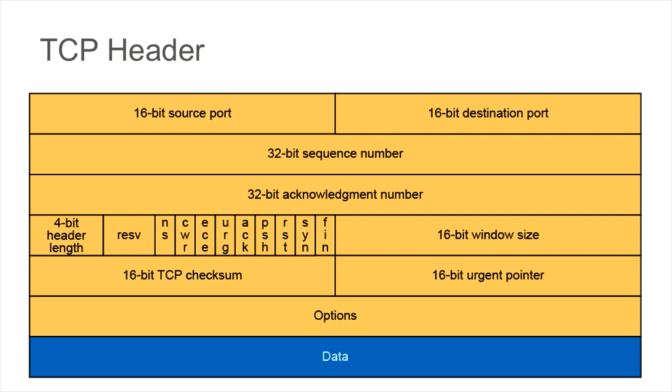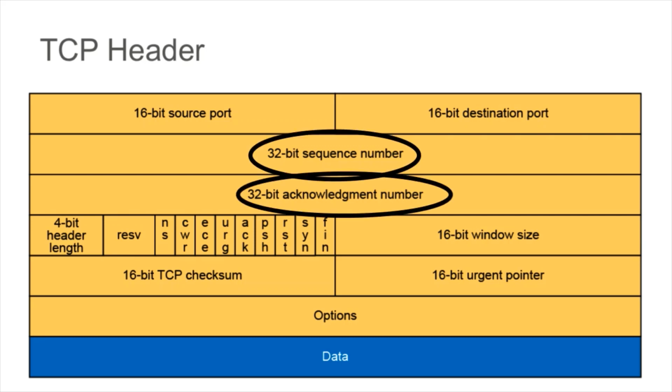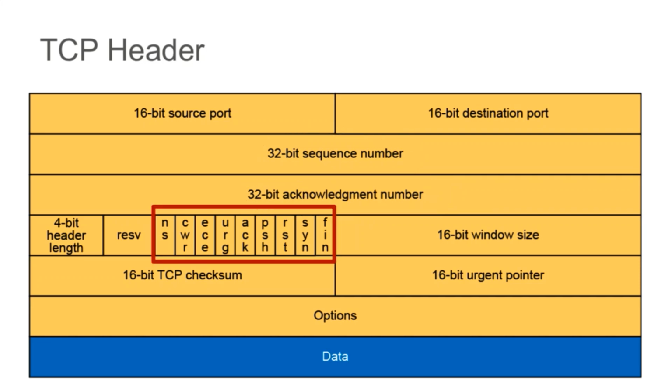Now, that's not the only information that's contained in this header that's going to be relevant for us. We also have that 32-bit sequence number and that 32-bit acknowledgement number. And again, this is used to establish the session and to make sure that the traffic is kept in the right order. We have a 4-bit header length, a reserved field, and then we have a number of flags.